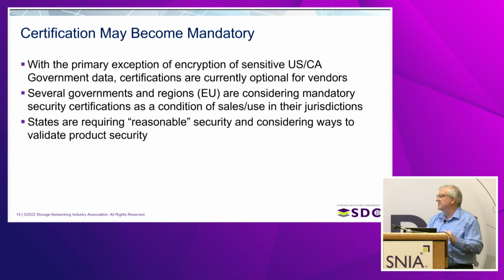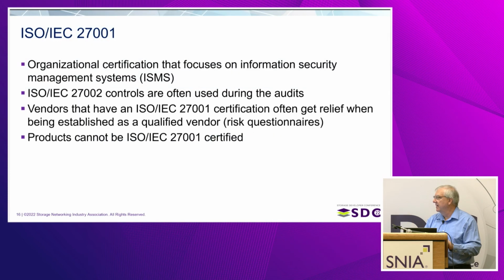So certifications may become mandatory. I've said this earlier. We're seeing in the EU, if you're dealing with the US government, FIPS 140 is required for any crypto protecting US government information. We're definitely seeing reasonable security turning into, well, if you've got a certification, you might have actually checked that box. So again, this is a way of dealing with some of the requirements.